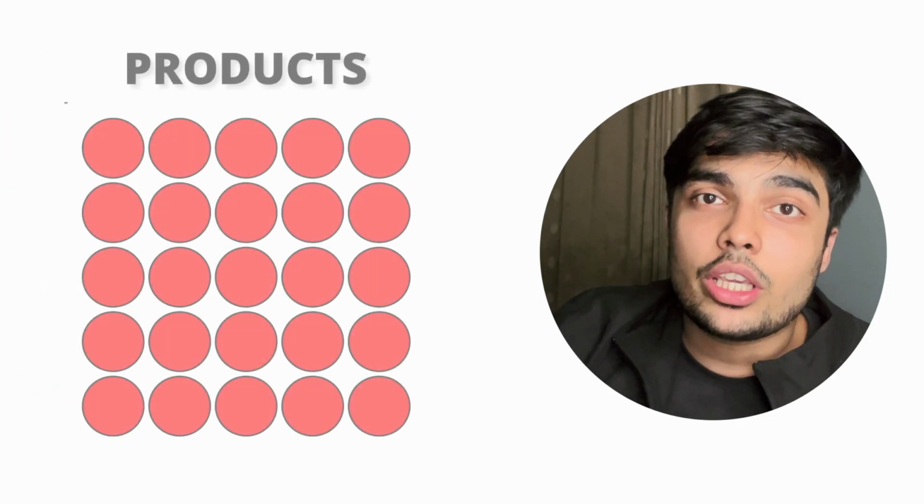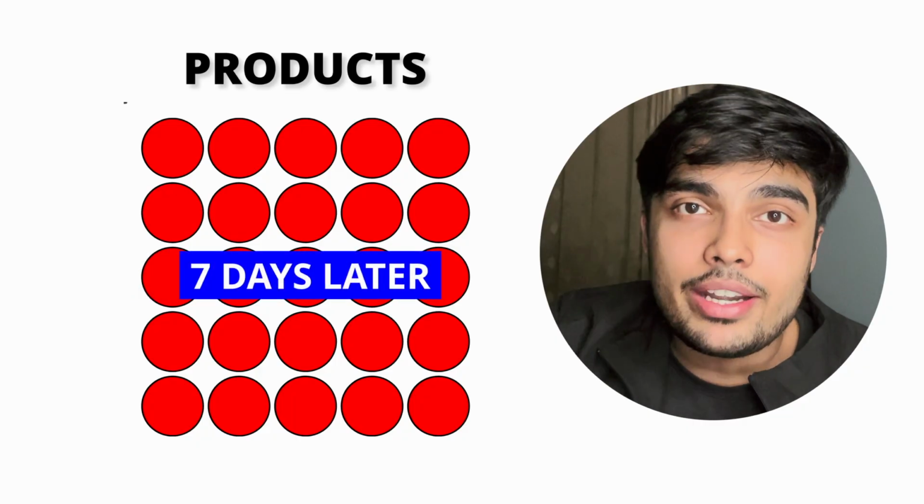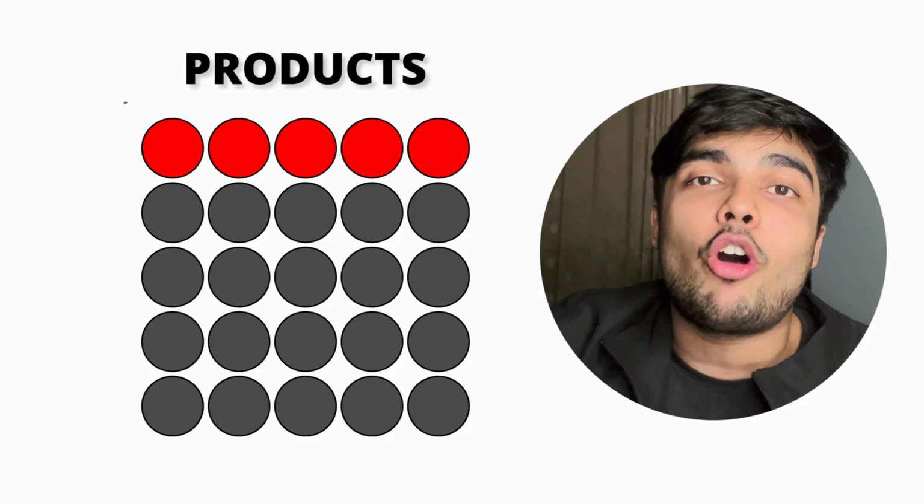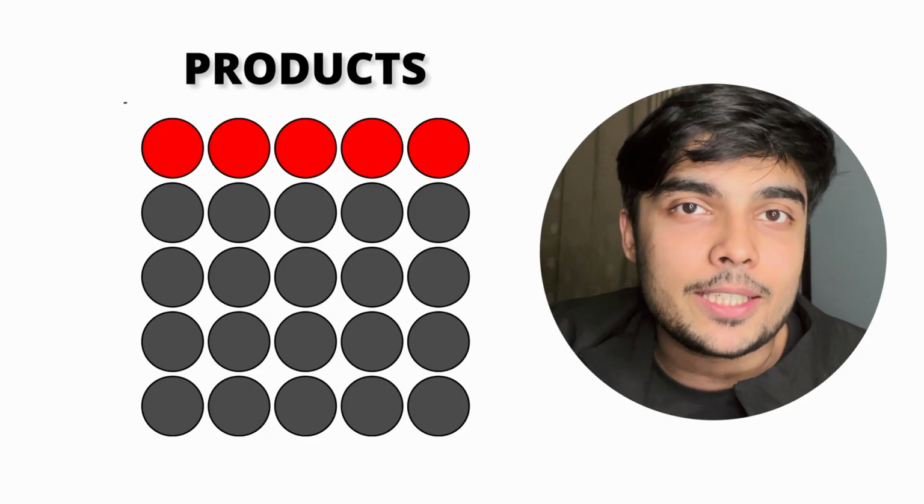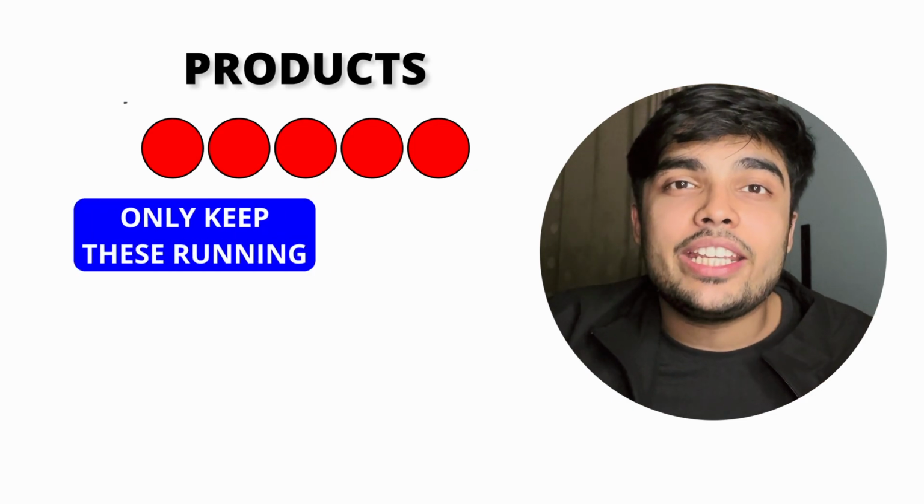Now the reality is, if you have 30 products, you have to run ads on all 30 of them. After 7 days, you will see that only 10 are performing good. The rest 20 are performing very poorly. They're losing your money. So what do you have to do? You have to switch off the advertisement on the bottom 20 worst performing products. The basic rule of business is, if something is selling and it is giving you profit, sell more of it.